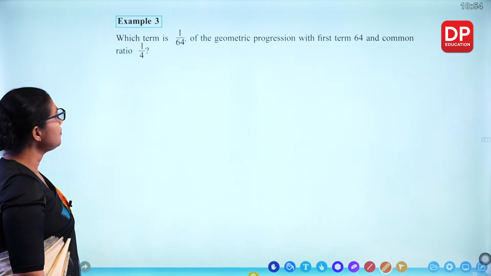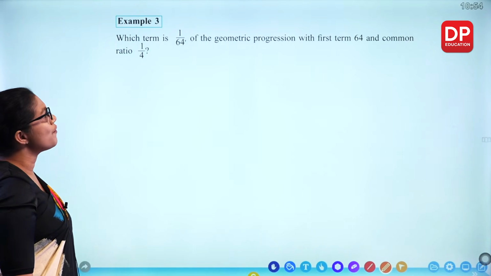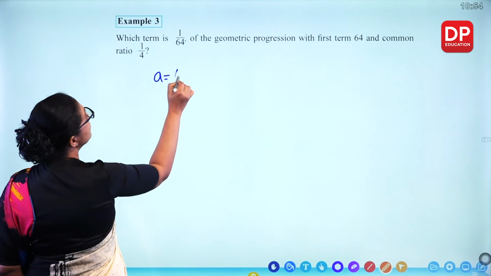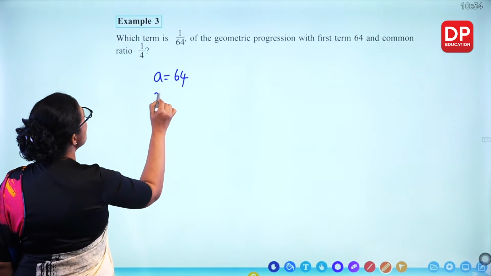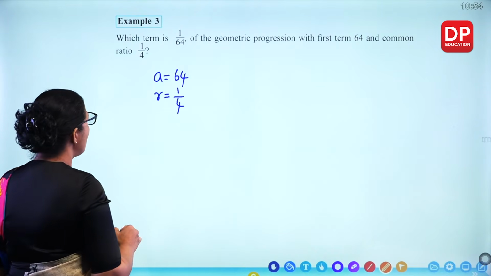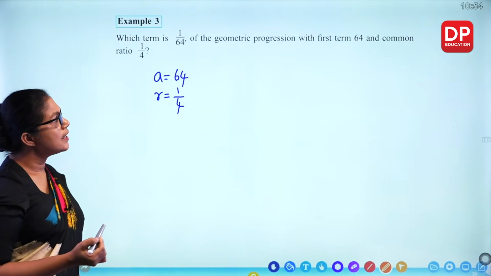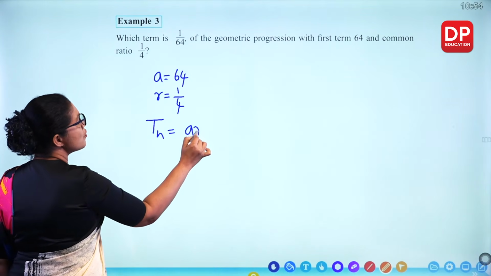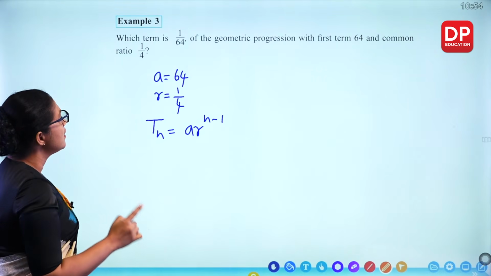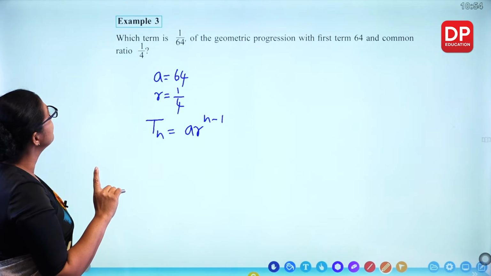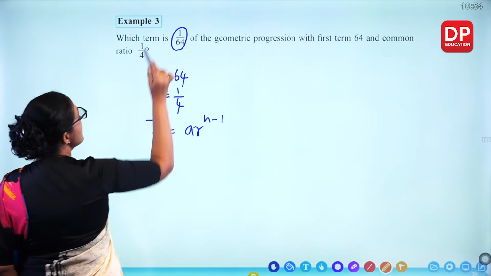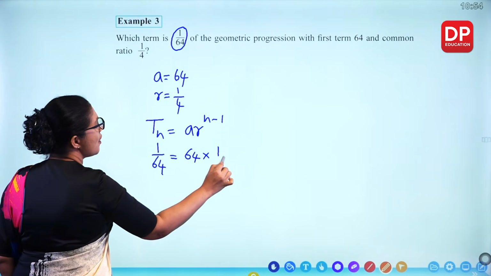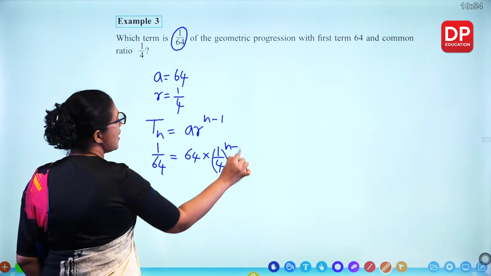Example 3. Which term is 1 over 64 of the geometric progression with first term 64 and common ratio 1 over 4? So use the formula. What is Tn? AR to the power n minus 1. Now the term is given as 1 over 64. What is A? 64. R is 1/4 to the power n minus 1.